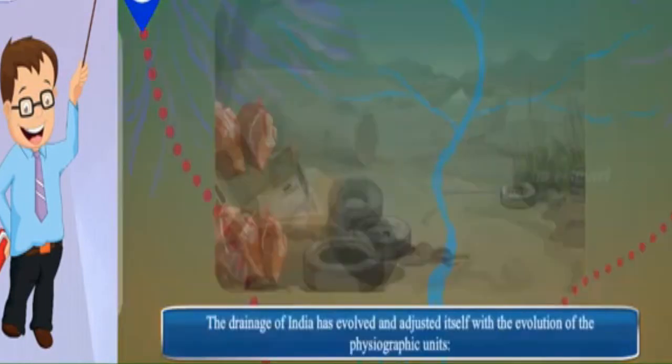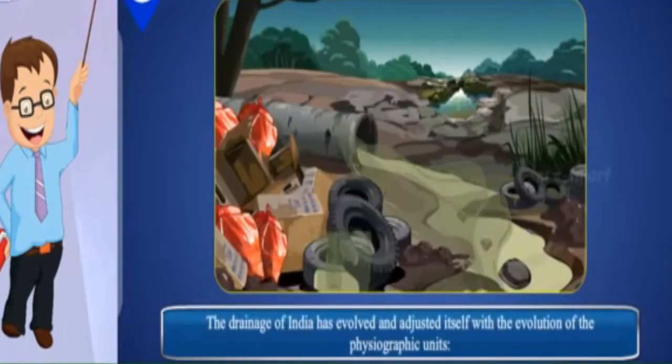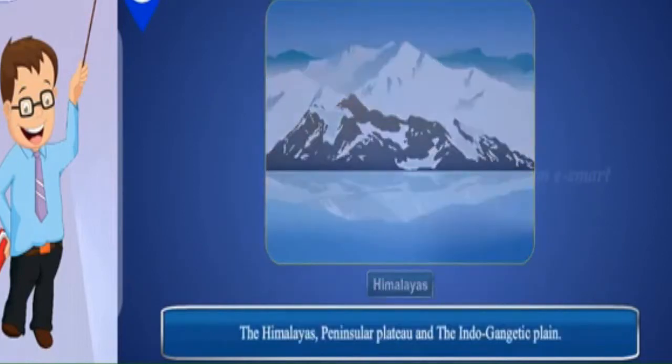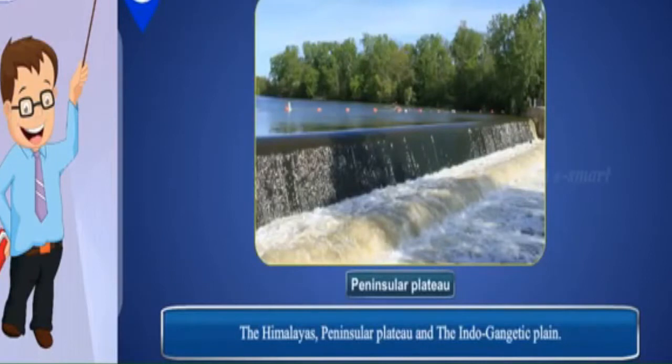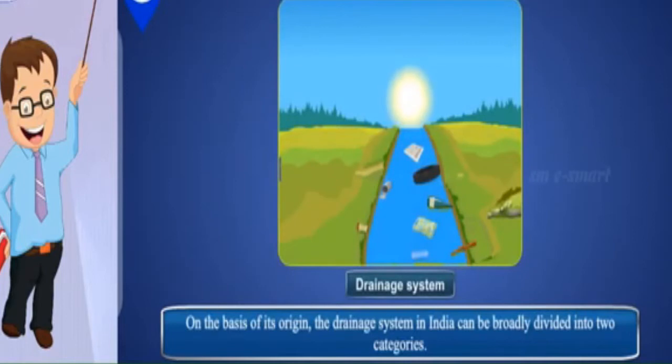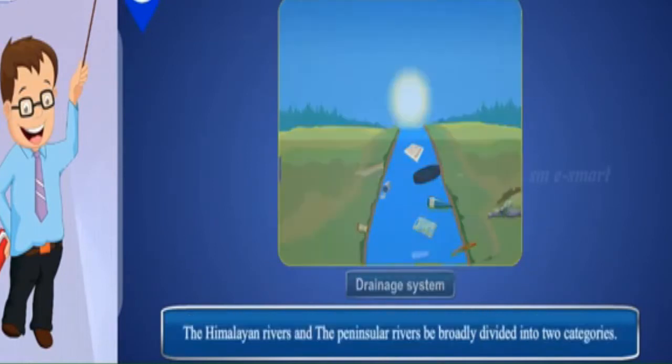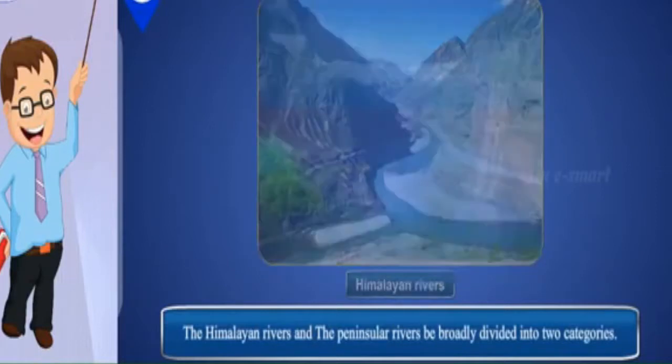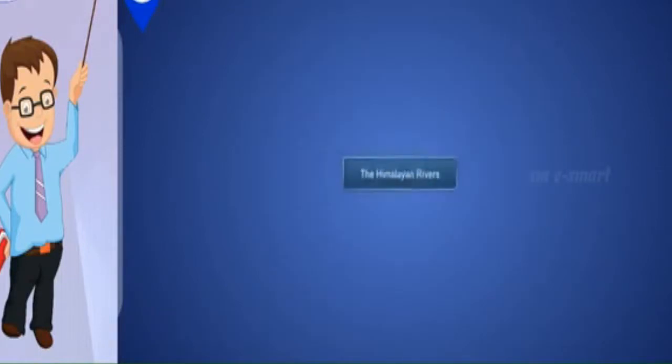The drainage of India has evolved and adjusted itself with the evolution of the physiographic units: the Himalayas, Peninsular Plateau, and the Indo-Gangetic Plain. On the basis of its origin, the drainage system in India can be broadly divided into two categories: the Himalayan rivers and the peninsular rivers.